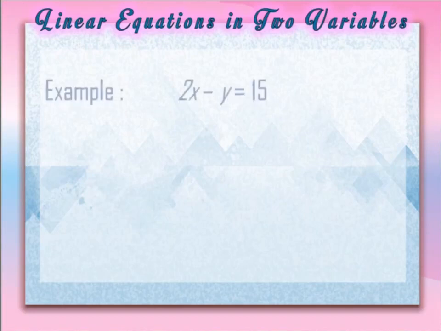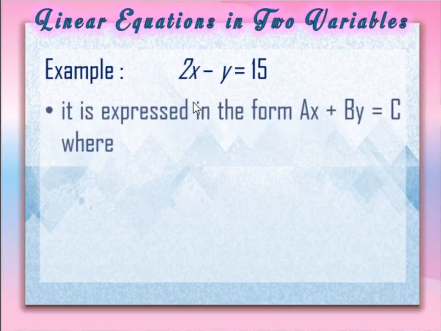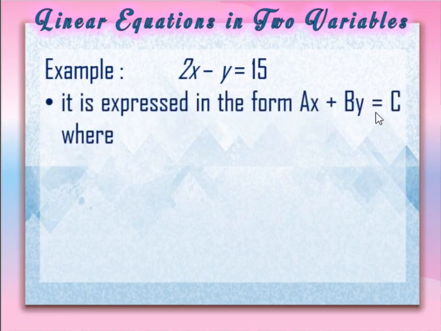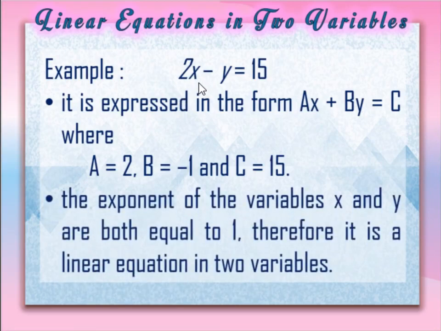Next example, 2x minus y is equal to 15. Looking at the equation, it is expressed in the form ax plus by is equal to c, where a is equal to 2, b is equal to negative 1, and c is equal to 15. Also, the exponents of the variables x and y are both equal to 1. Therefore, it is a linear equation in two variables.